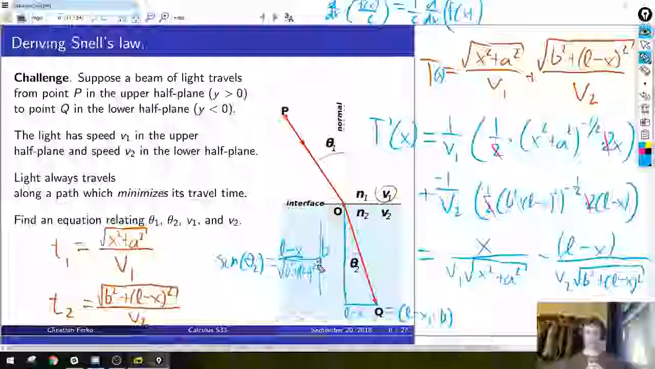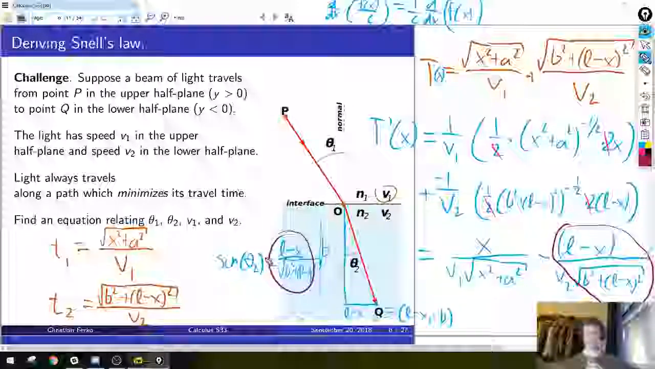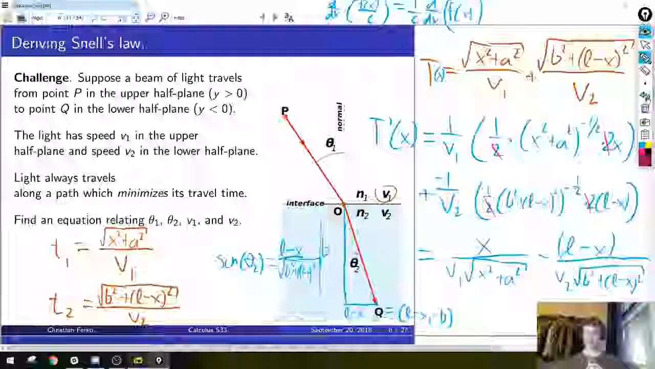Okay, so that's kind of nice because that is exactly what just appeared here, right? This, except for the v2, this thing with an L minus x upstairs and a square root of b squared plus L minus x quantity squared downstairs, that thing is exactly what appeared in our t prime of x. And as you've just told me, that thing is sine of theta 2, right? So that's pretty good. What about theta 1?